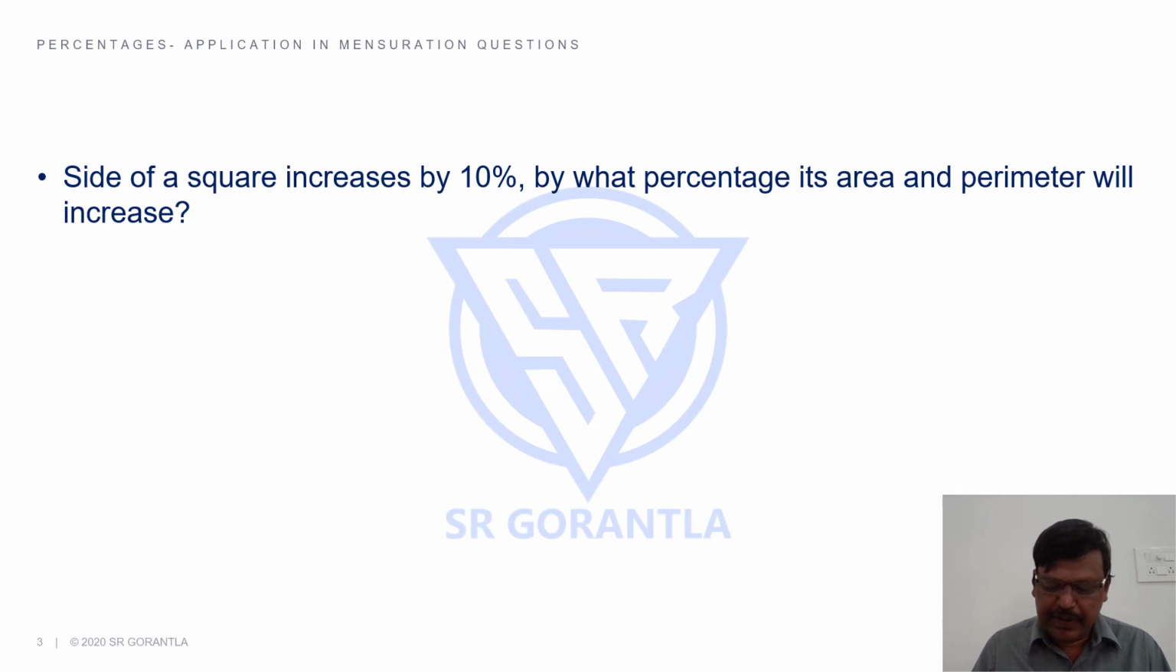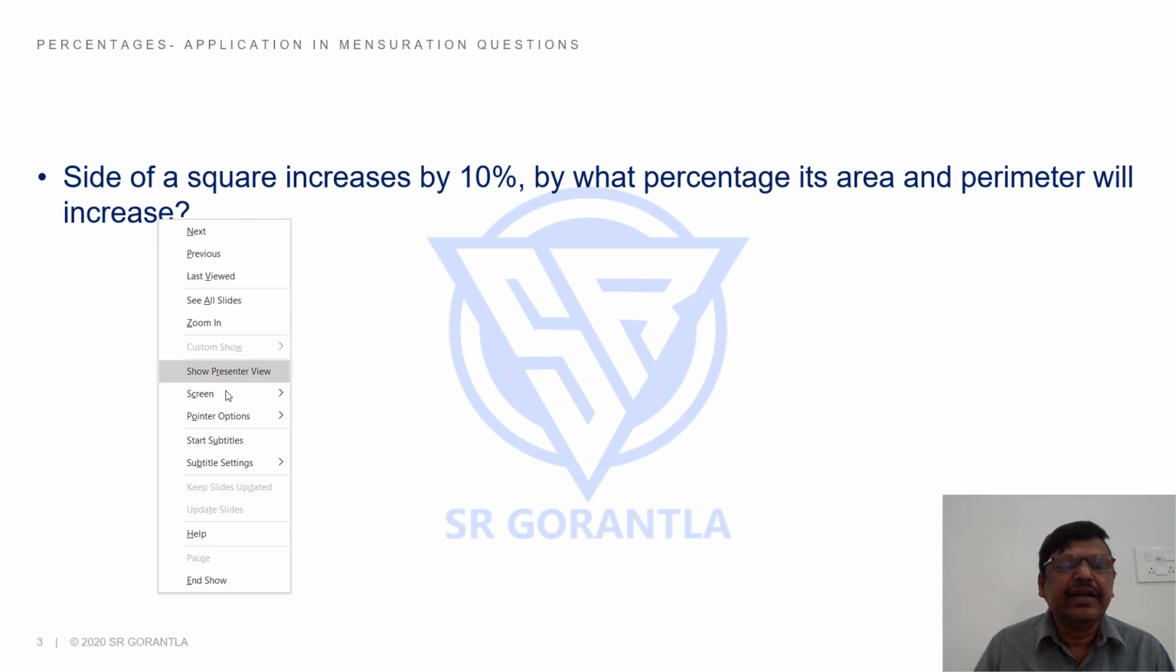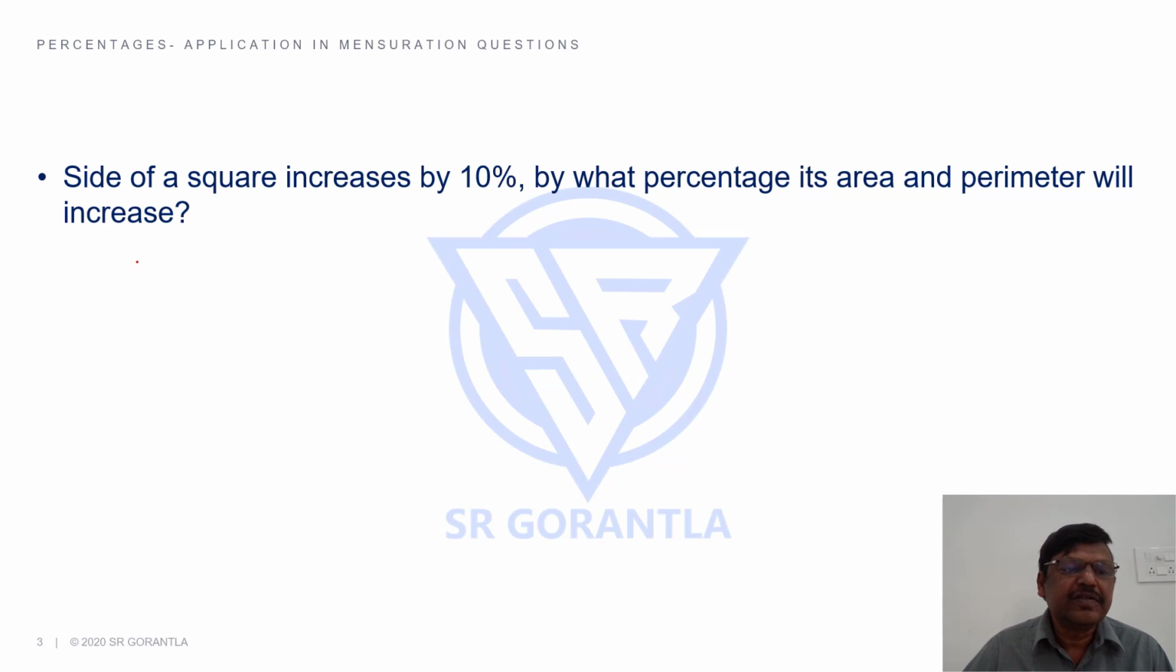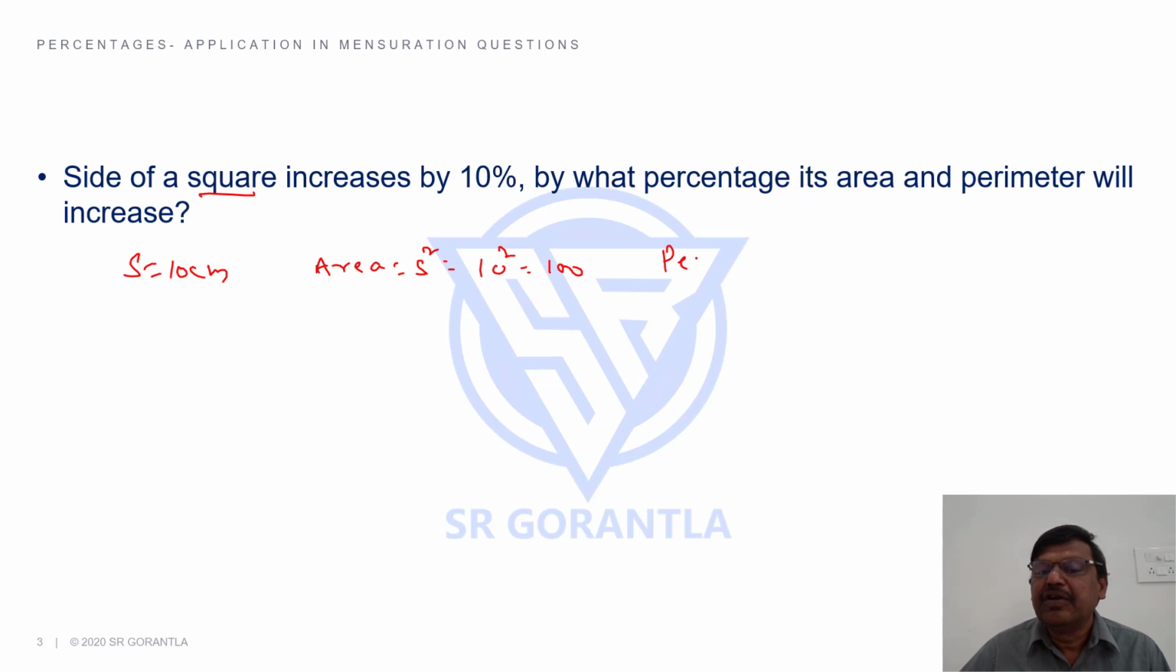If you take an example, let the side be 10 centimeters. What is the area? Area of a square, you all know, is S square. 10 square, that is 100. What is the perimeter? Perimeter is 4 times the side, 4S, that is 4 into 10, 40.